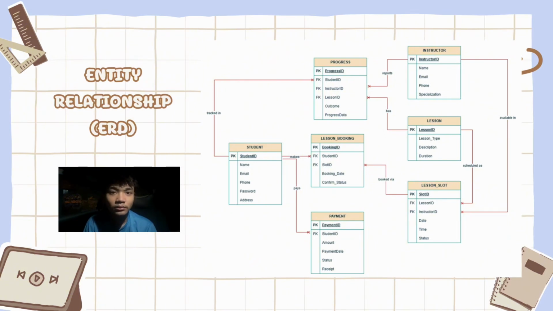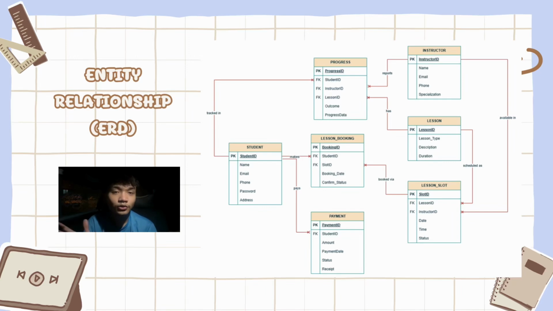This booking is then booked via a lesson slot, which is basically an available time slot. The lesson slot is connected to both lesson and instructor, since every slot has an assigned instructor and a lesson type, whether it's basic driving, parking, or highway driving. On the right side, we have the instructor entity, which stores their name, email, phone, and area of specialization. Instructor has a relationship with a lesson slot, since they are the one who conducts the lesson.